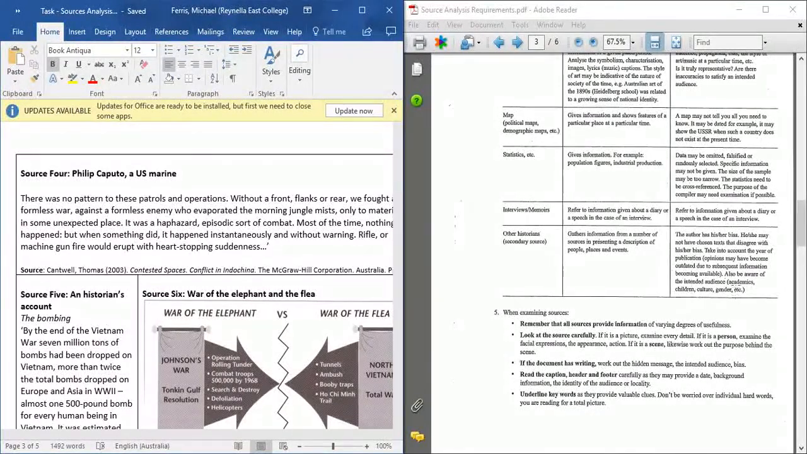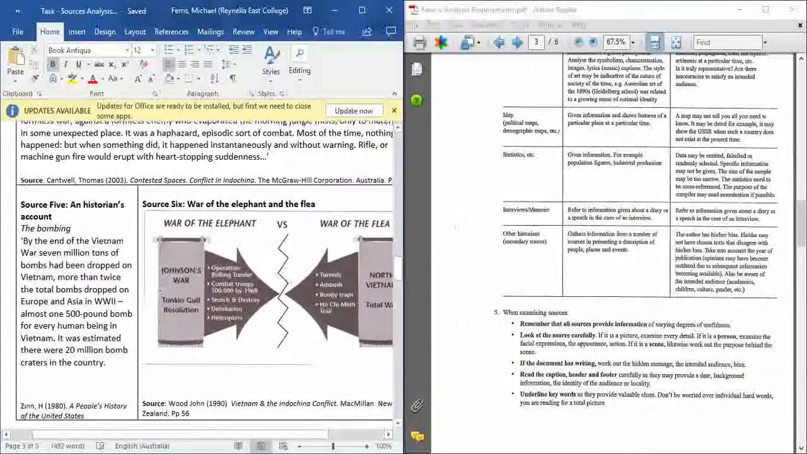And so if we have a look at the source on the right-hand side again, the usefulness, well, it's useful because it gathers information from a number of sources in presenting a description of people, places, and events. The source isn't very long, but it does give us a pretty good indication of just how widespread the bombings really were during the Vietnam War.